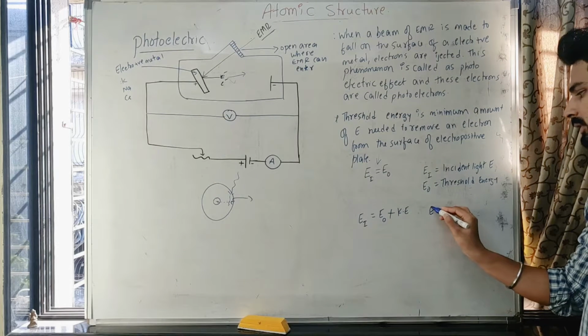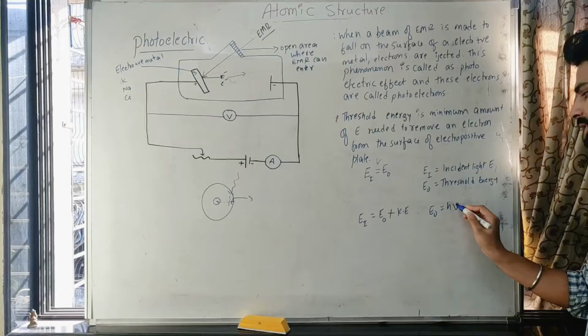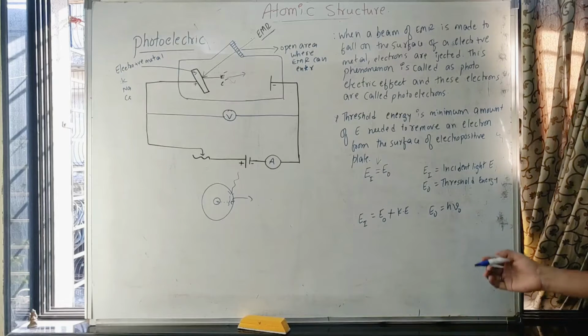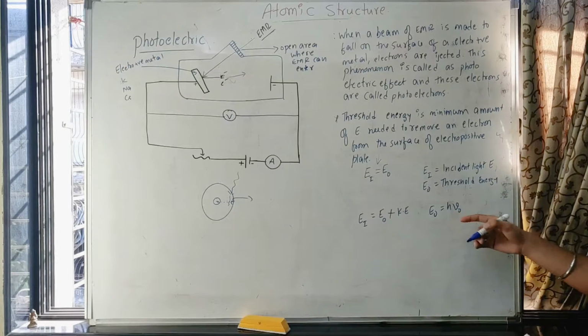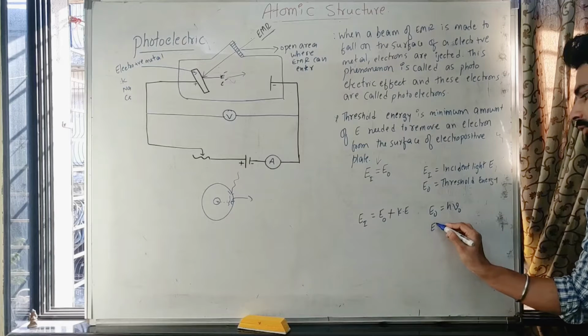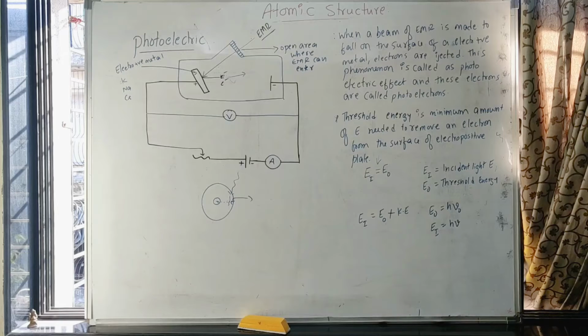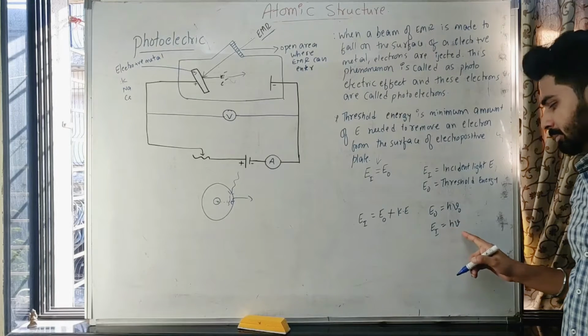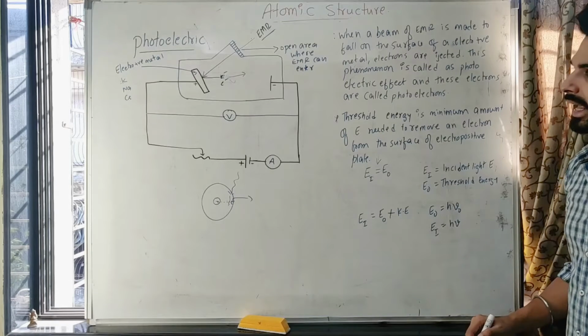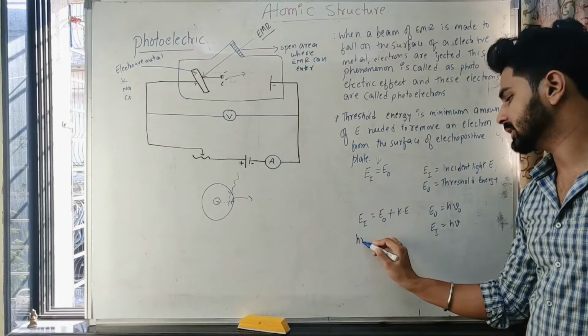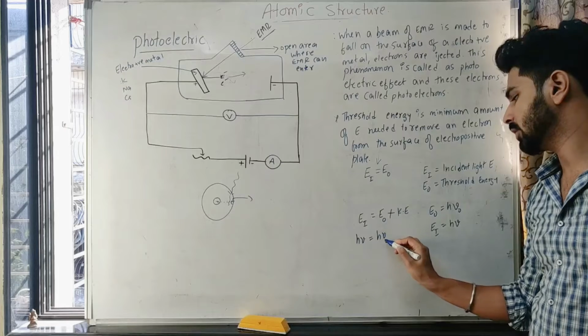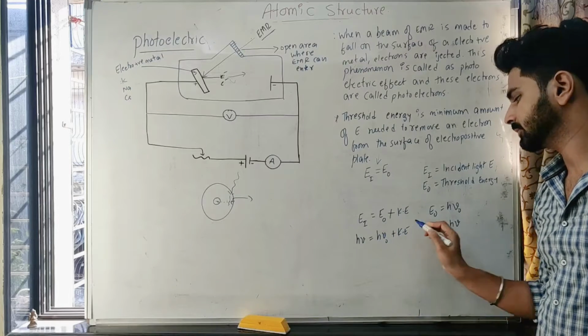So we know the photoelectron, with that kinetic energy, will travel faster. Now E naught can also be written as h nu naught, because we know the energy of a photon, or of electromagnetic radiation, is equal to h into nu naught. And for incident light also we can write it as h nu. So I am using nu naught for threshold energy and simple h nu for incident light energy. So then h nu is equal to h nu naught plus kinetic energy.